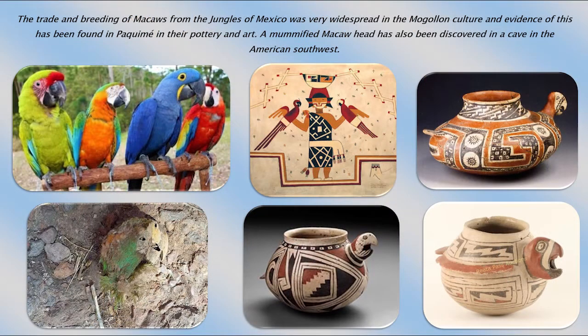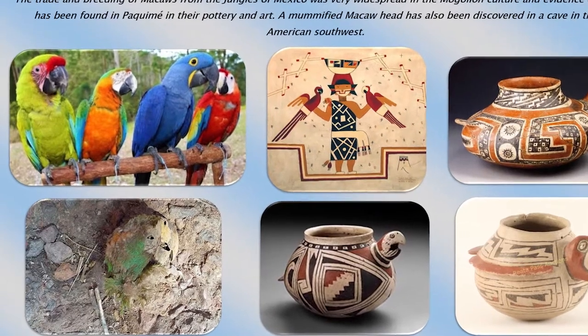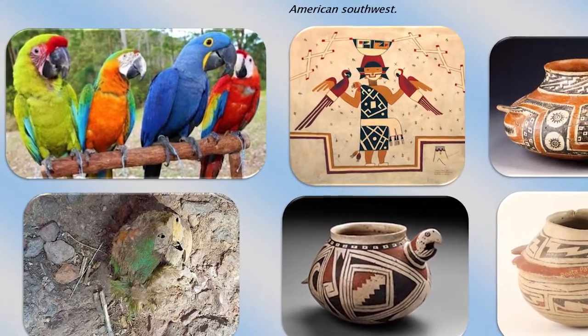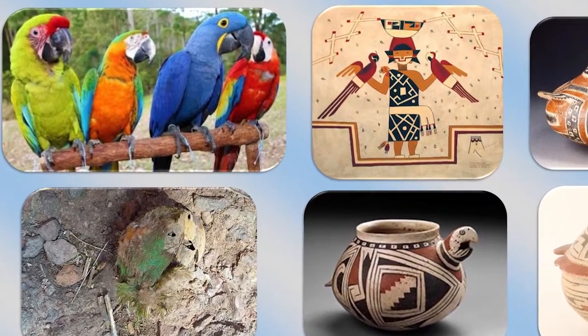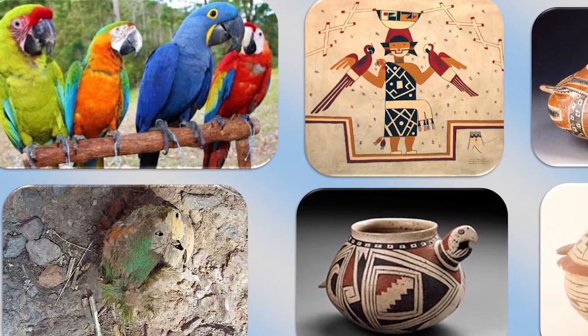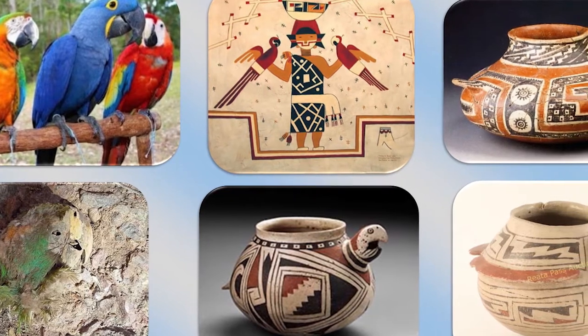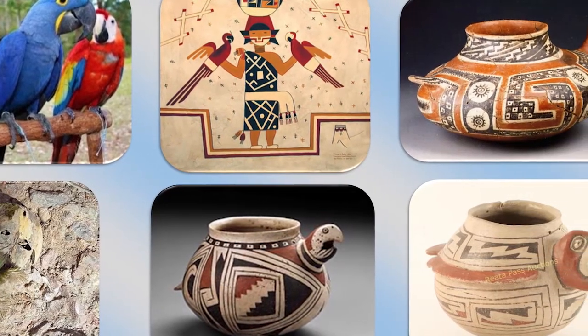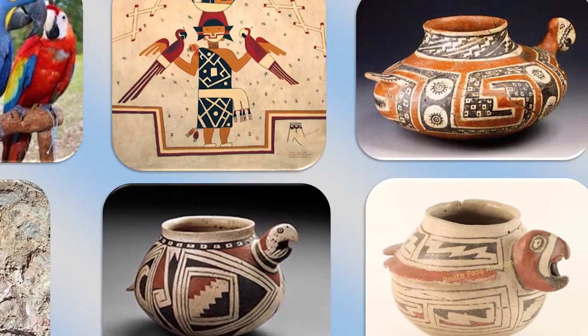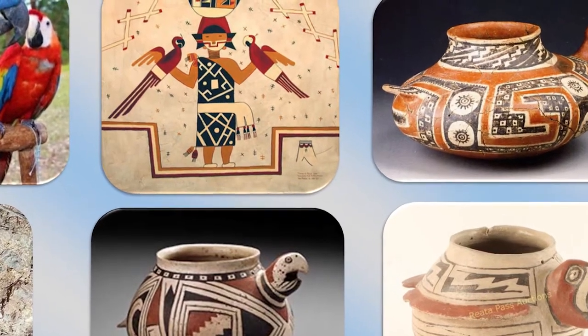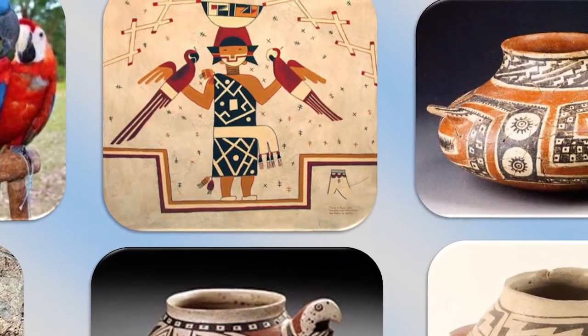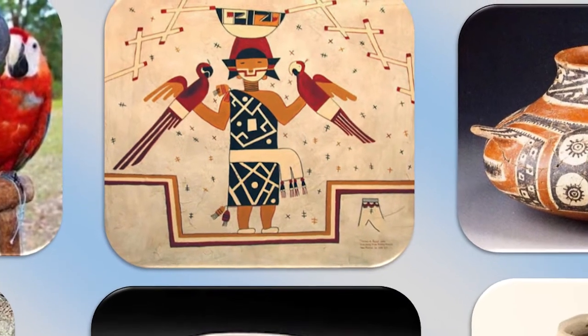The trade and breeding of macaws from the jungles of Mexico was a very widespread tradition in Mogollon culture, and evidence of this has been found in Paquime in their pottery and art. A mummified macaw head has also been discovered in a cave in the American Southwest. So birds, and especially macaws, these beautiful tropical birds, were widely traded and were kept as pets.